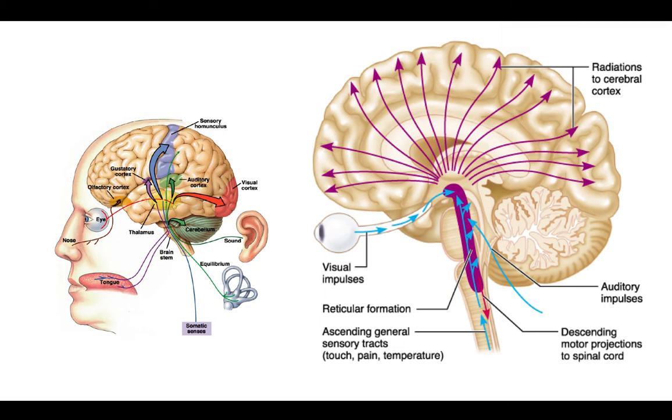So here you can see the different peripheral signals which come from the different areas of the periphery, and they give a collateral to the reticular formation also. Look here, it is a clearer diagram. The collaterals are given, and from there the signals go diffusely into all the areas of the cortex.